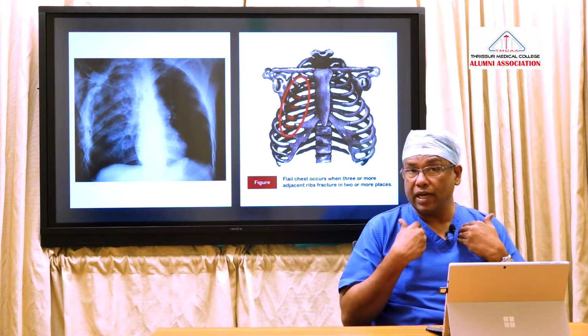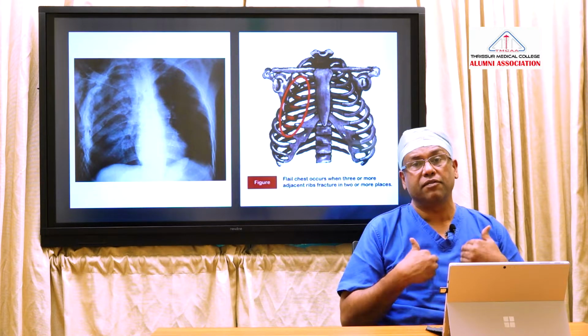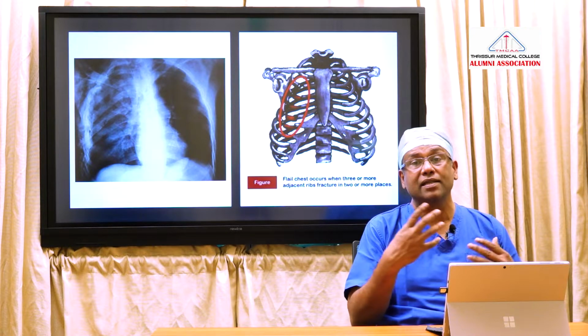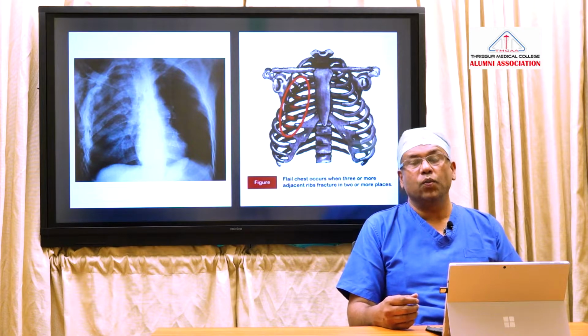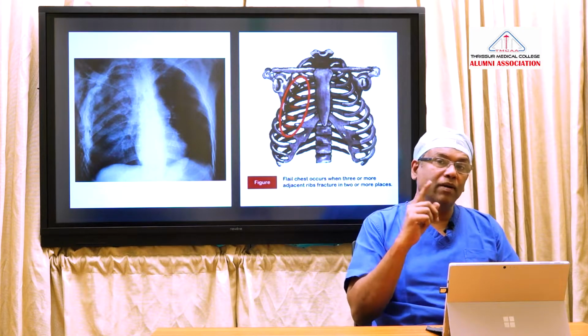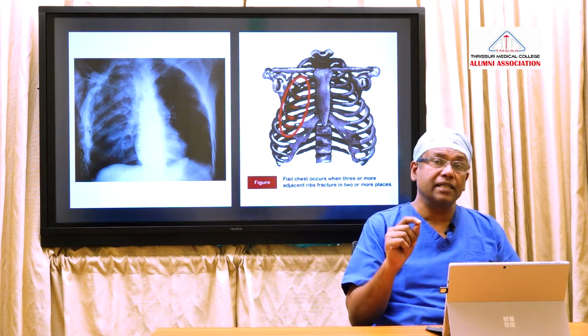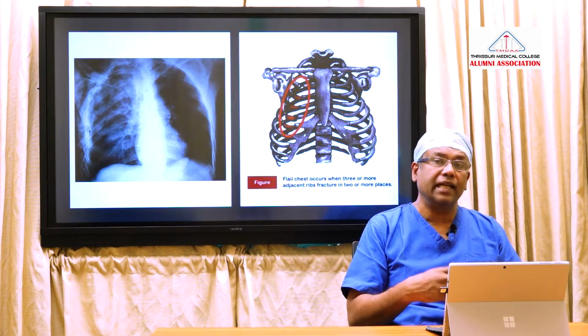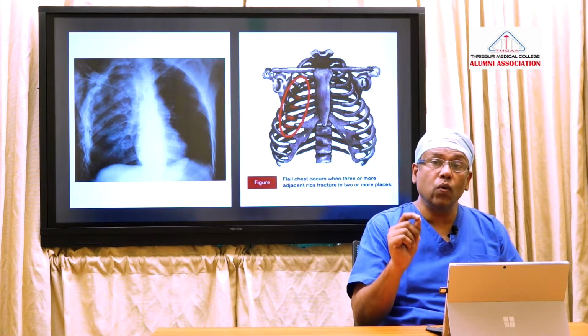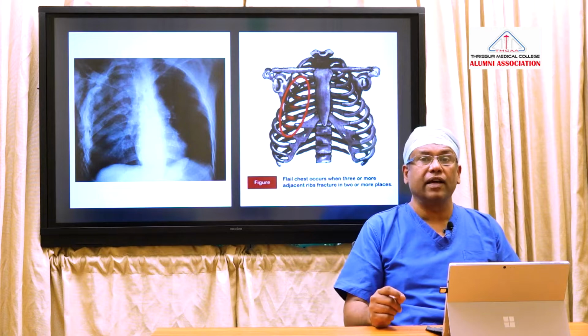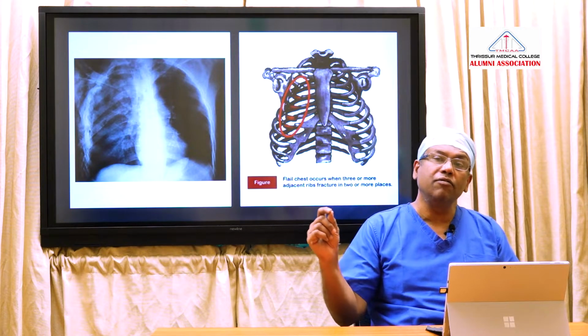And when two or more ribs are fractured on either side of the sternum, what will happen? The sternum will appear as a free fragment. So what is the problem with that? This will manifest as a loose fragment, and that is called a stove-in chest, right? And when it is lateral, it is called a lateral flail chest.